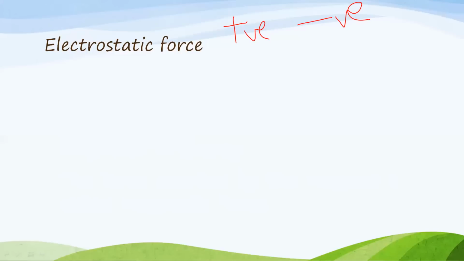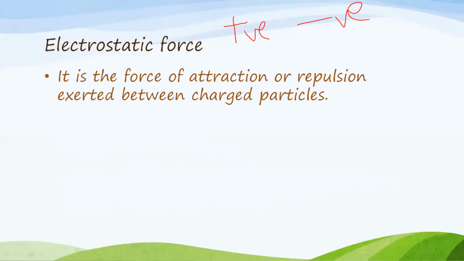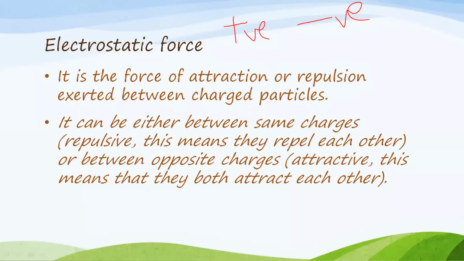So whether it is attractive or repulsive, there will be an interaction if two charges are kept nearby, which means the force can act through space. So that force of attraction or repulsion exerted between charged particles is known as electrostatic force. As we discussed, it can be either attractive or repulsive. The same thing happens for magnetic force also.